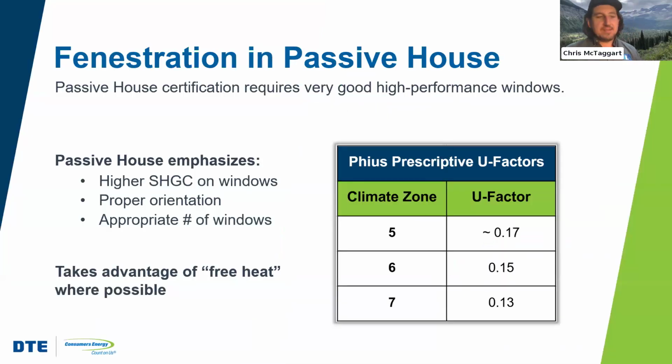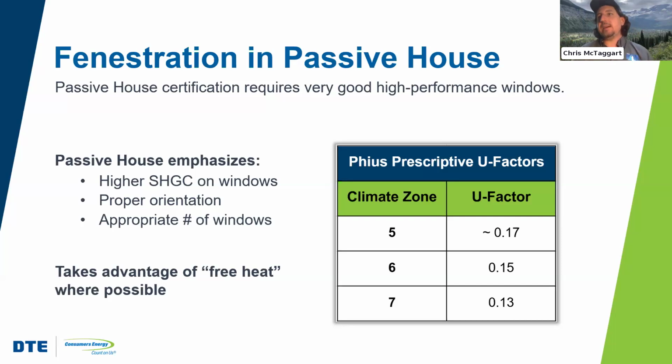Passive house tends to have much better windows. We tend to have higher SHGC values for free heating in passive house. There's more of a focus on proper orientation, and then really optimizing the amount of windows and probably reducing the amount of window area overall. You know, and the U factors tend to be a lot better.